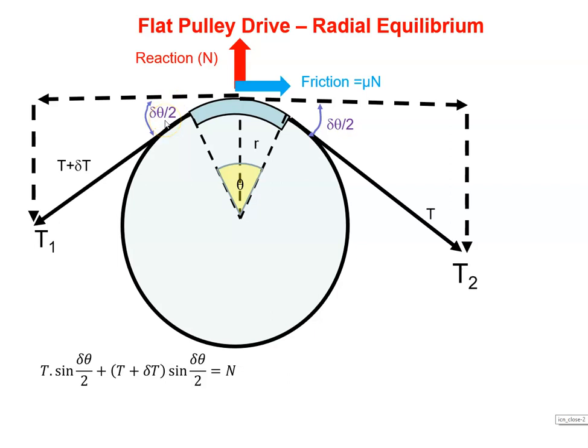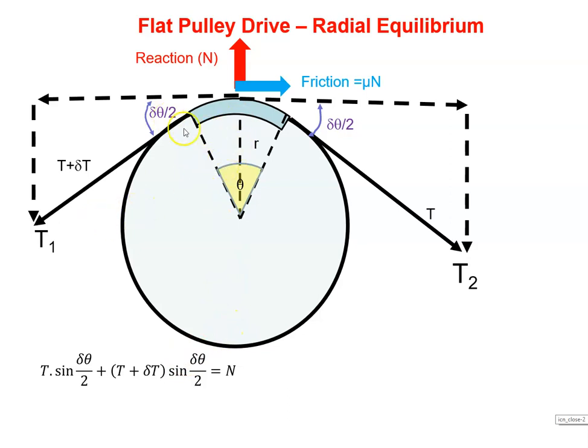So the sine of this angle is equal to the vertical component over T plus dT, and similarly over here the sine of this angle is this component over T. Taking this side, T times sine d theta over 2. That's the hypotenuse, and T times the sine of this angle is this component, plus T plus dT times sine d theta over 2. That's the hypotenuse here, and the sine of this angle gives me this component. So this plus this is equal to my reaction force N.